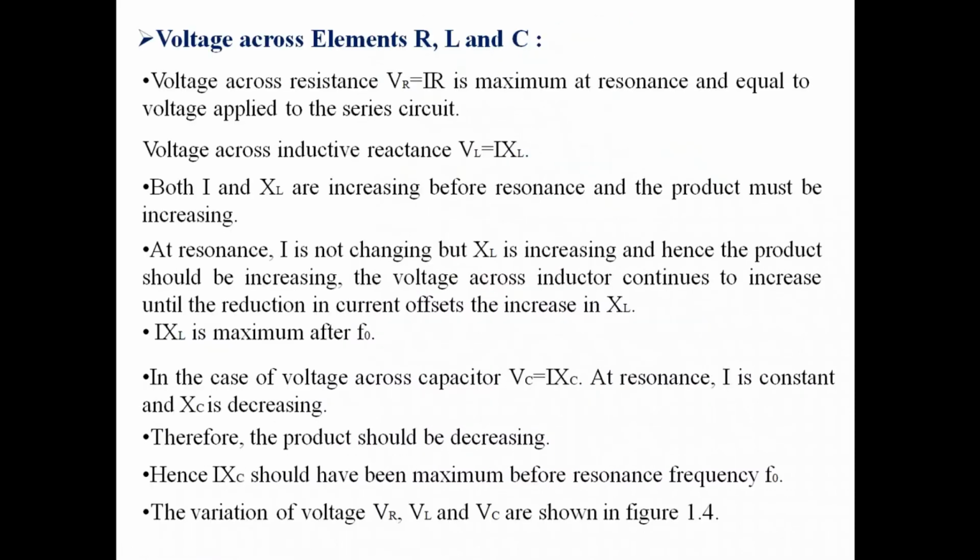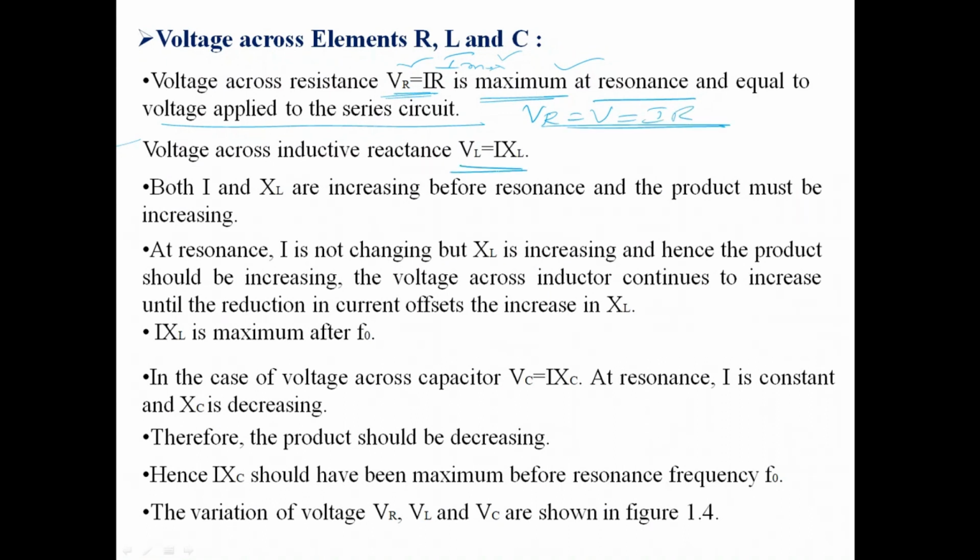So now let us discuss the voltage across the RLC elements. We have observed that the current is initially increasing, attains maximum at resonance, and decreases once again. Therefore, the voltage across the resistance is given by V_R is equal to I R, right? And this would be maximum because I is maximum here. So since I is maximum, the voltage across resistance is maximum at resonance and equal to the applied voltage. That is V_R is equal to V is equal to I into R at resonance, right?